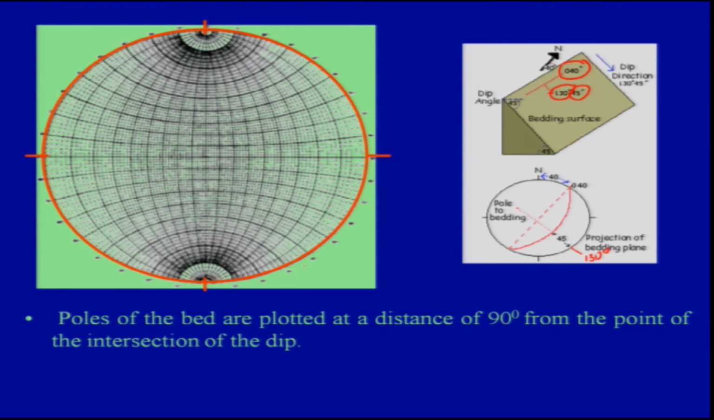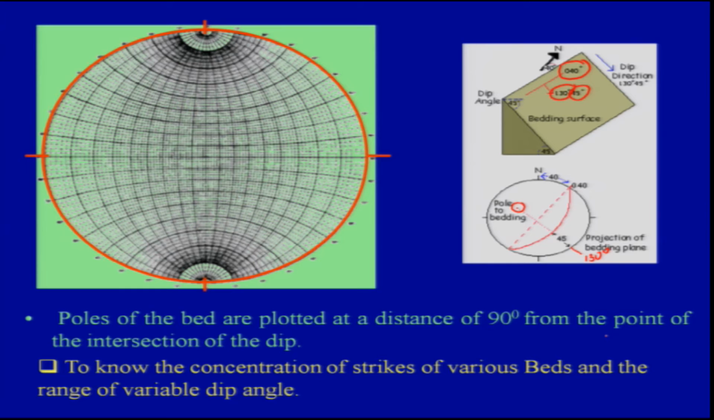Now the pole. If you take from this point 90 degrees, that will be your pole, which you represent on the intersecting part. That will give you all the information about the planes. To know the concentration of the strike and various beds, if you just plot the pole, that will also help you in knowing the strike and dip of the beds.